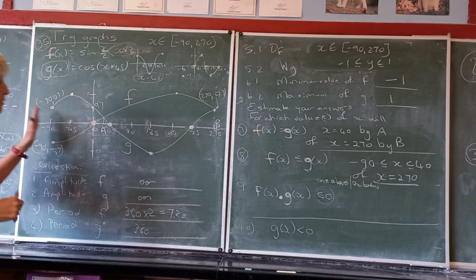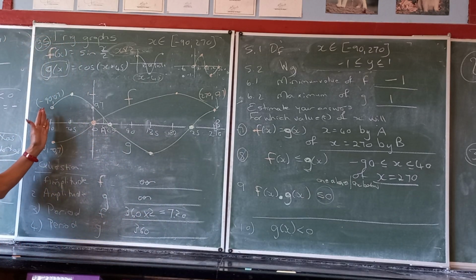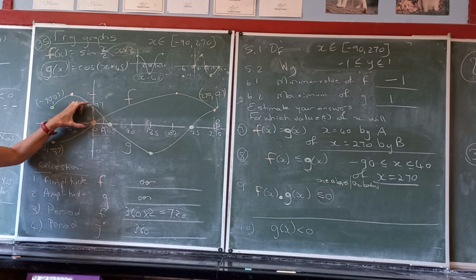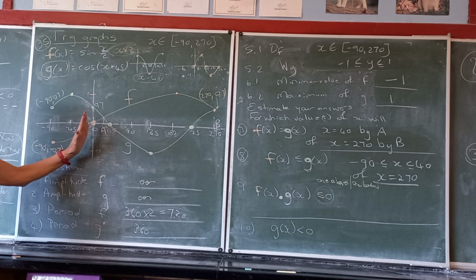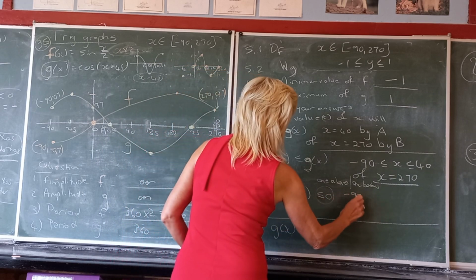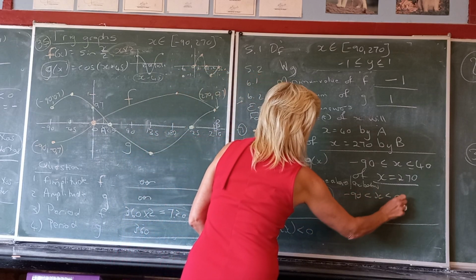So if I look at it from the left to the right, where's the one at the top where the other one is at the bottom? So it's going to be top and bottom up to 0. So from negative 90 up to 0. So we write from negative 90 up to 0.